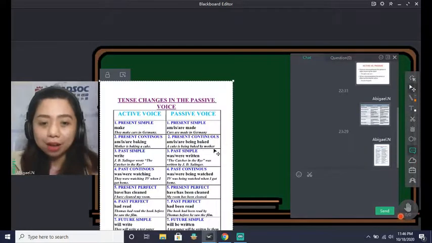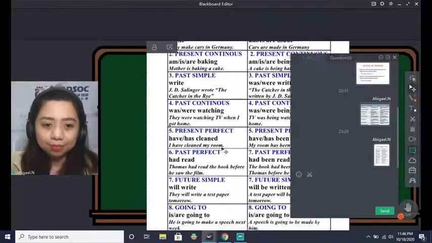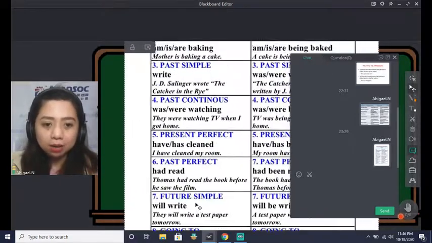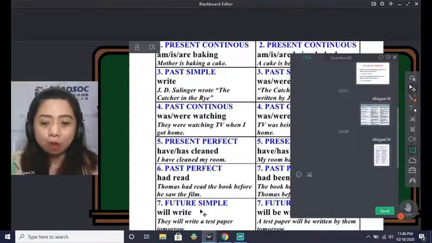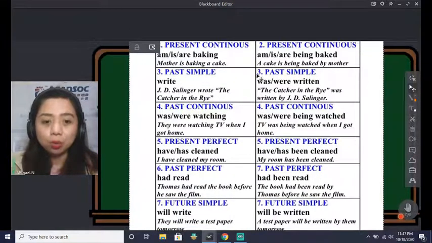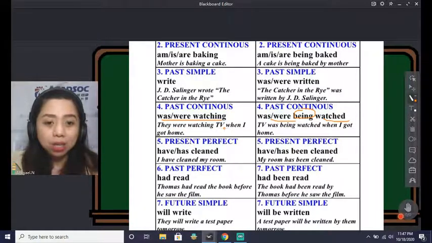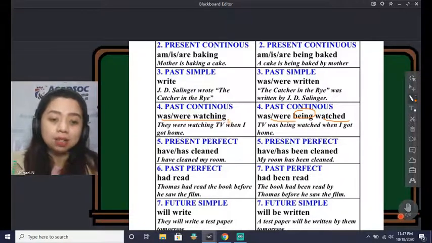Now we have, what do we have here? Okay, so we're done with past simple. Now, past continuous. What's in past continuous? So this is the pattern. Was, were, watching. Was, were, being watched. Okay, we'll just use the same pattern. They were watching TV when I got home. TV was being watched when I got home. Okay, this is a complex sentence because it has two clauses. Well, I will make it very simple for you, class.